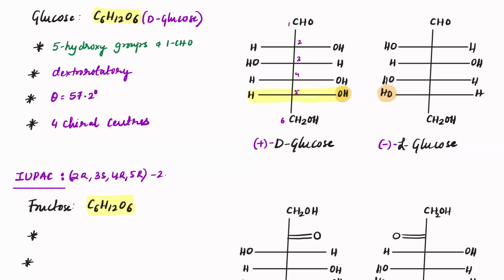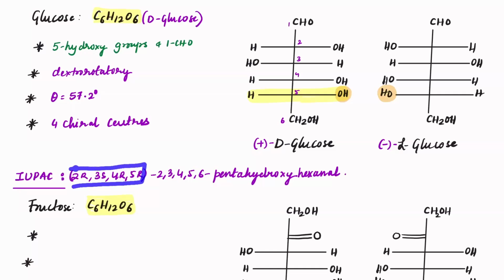And then we have 2, 3, 4, 5, 6 pentahydroxy hexanal. This is the IUPAC name of glucose, the dextroglucose. Clear? So if you change the configuration, then that will become L-glucose.